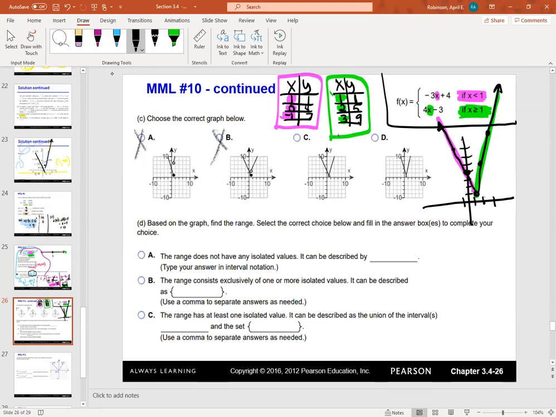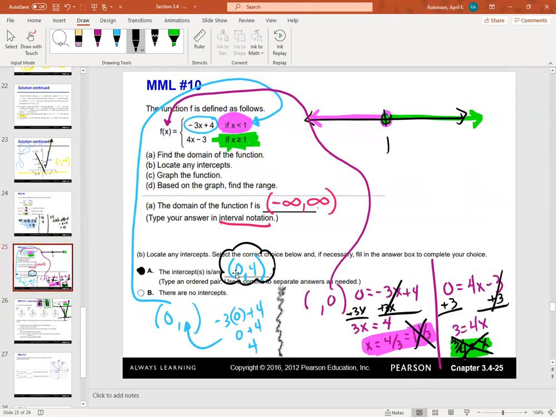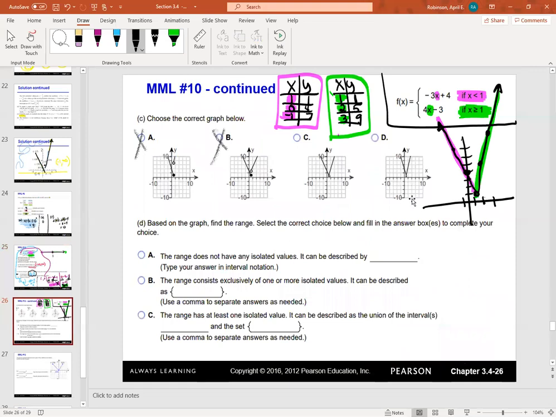But the y-intercept, where it crosses the y-axis, was 0, 4. So the answer to part B is going to help me determine part C, and I'm looking for the one that crosses it at 0, 4. That would be this one here. Here's my y-intercept, 0, 4. This one here looks a little less than 4, looks like a 3. So it's D.